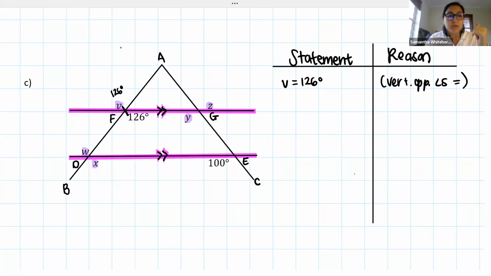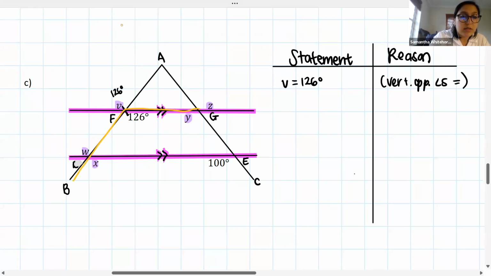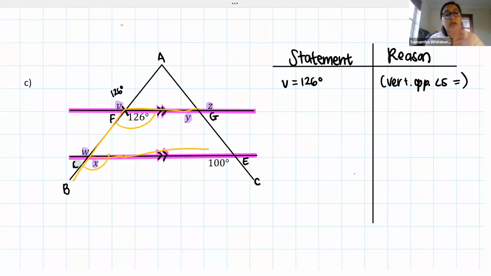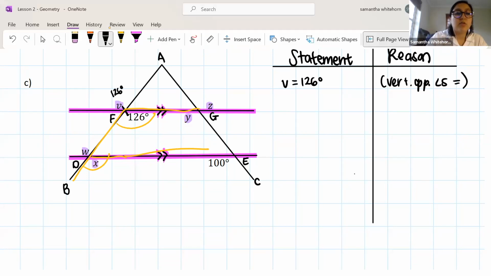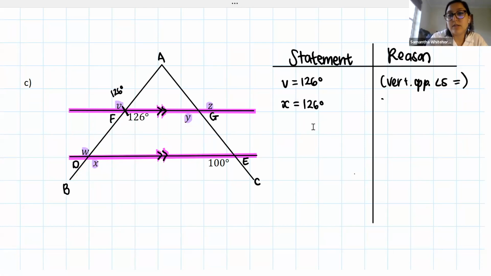I'm then going to move to X. Right, so if we have a look at X, hopefully what you can see here is that it sits in a corresponding position to this 126 degrees. So there's that F shape. It's not a very good F shape, but there's the F shape. And so it corresponds to 126. So that means I can state that these are corresponding angles, and X is 126 degrees.